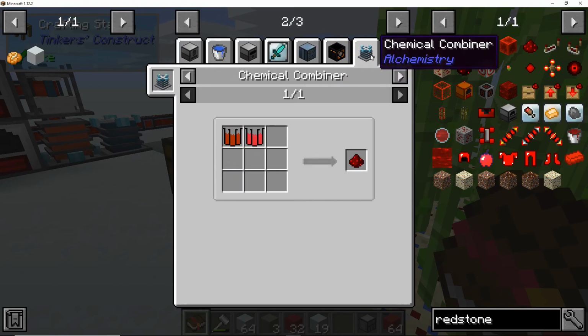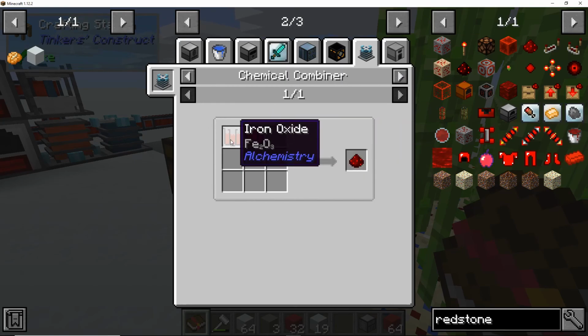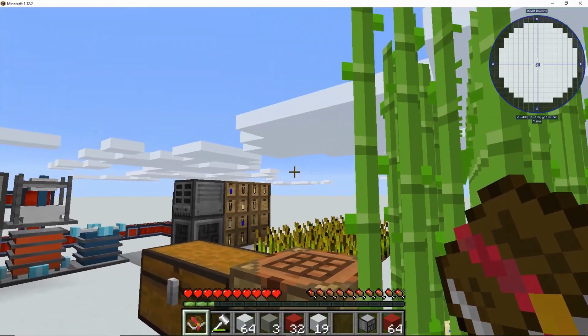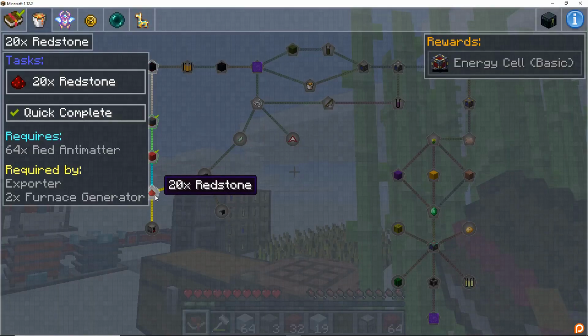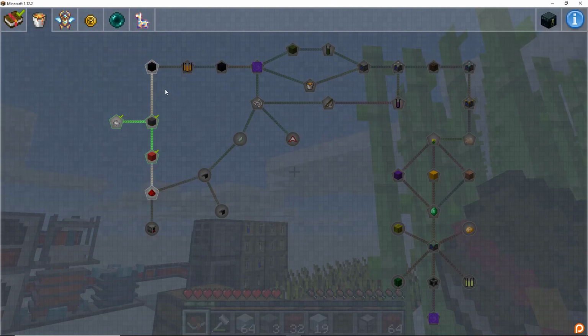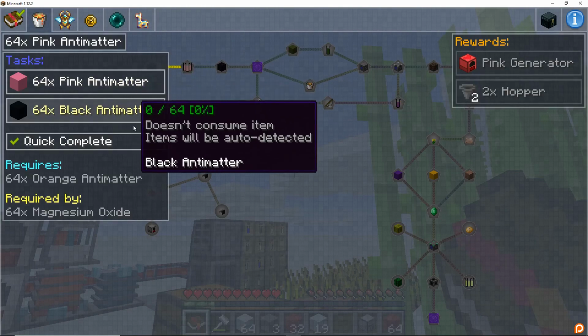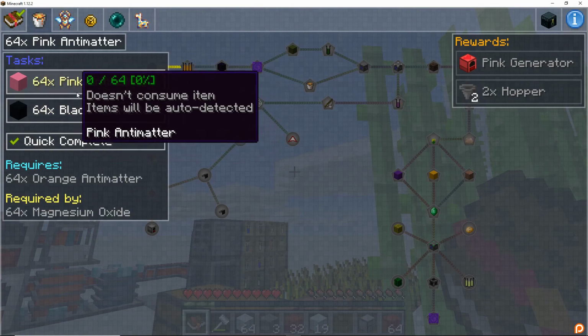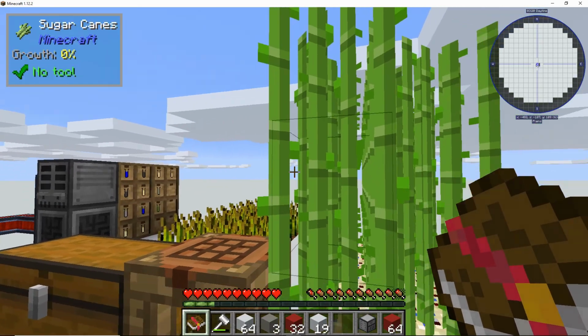Where is it? Combiner. So 1 redstone is 1 iron and 1 strontium. And how many do I need? I need 20. I need 20 of those. Okay. What else do we need? We also need pink and black. Okay. Pink and black antimatter.